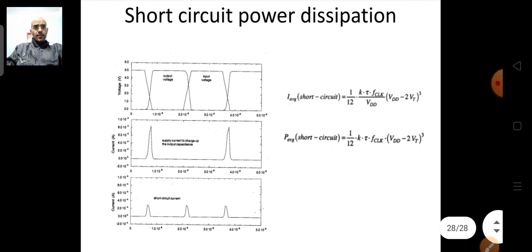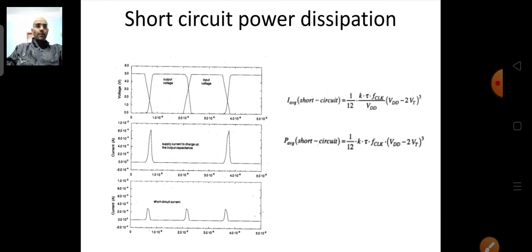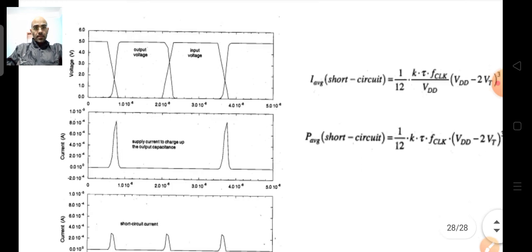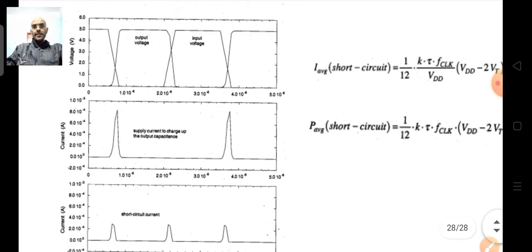So the last thing is your short circuit power dissipation. As I have told you, short circuit power dissipation comes only when there is rise time or fall time in the input waveform. If the input waveform doesn't have rise time or fall time, then there will be no short circuit power dissipation. The short circuit power dissipation takes place only when short circuit current flows through the circuit, and short circuit current flows only when there is rise time and fall time.